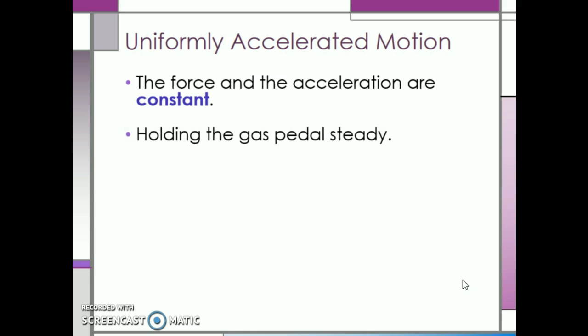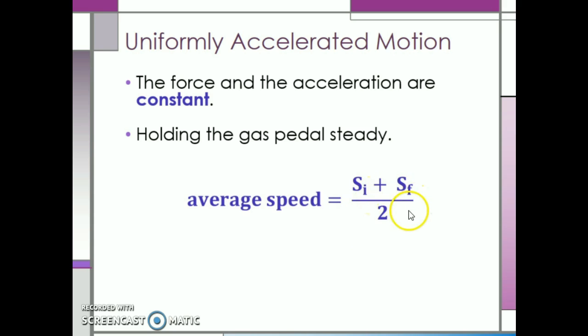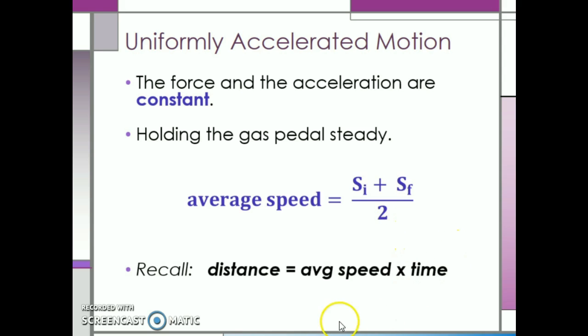If we have uniformly accelerated motion, we can find our average speed by taking the initial speed, or S sub i, plus the final speed, or S sub f, and dividing that by 2. Basically, we are just finding a normal average. One other thing to remember from our last lecture is that distance is equal to your average speed multiplied by the time. In the next video, we will look at some examples using our acceleration formulas.